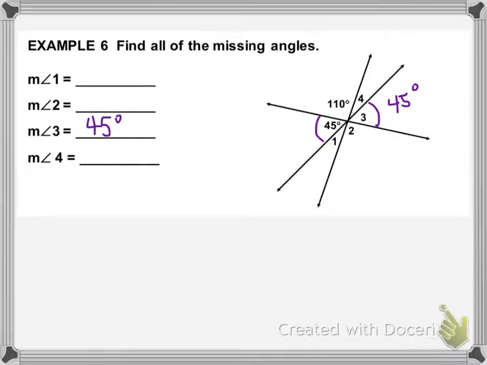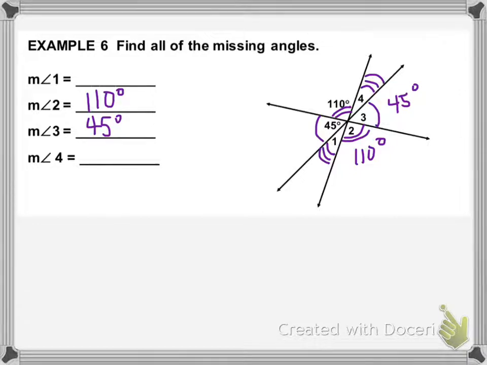Okay, the other angle we know is the 110 degrees, and it's across or vertical to this angle 2, which means that angle also equals 110 degrees. So that's angle 2. Let's see, angles 1 and 4 are vertical. I don't know what either of them are, but I know that because they're vertical, they're going to be equal.